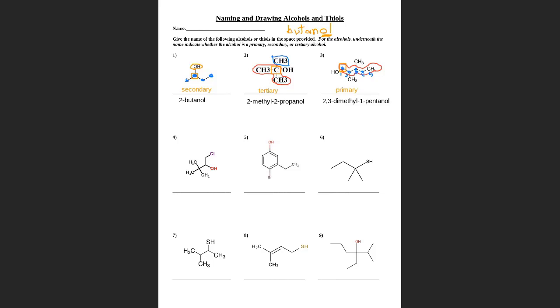Did you teach us how to identify primary, secondary, and tertiary? Yeah, I basically said that you look for the carbon that's directly connected to the functional group, specifically the alcohol. If that carbon, which is called the alpha carbon, is bonded to one other carbon, it's primary. If it's bonded directly to 2 other carbons, it's secondary. And if it's bonded directly to 3 other carbons, it's tertiary.